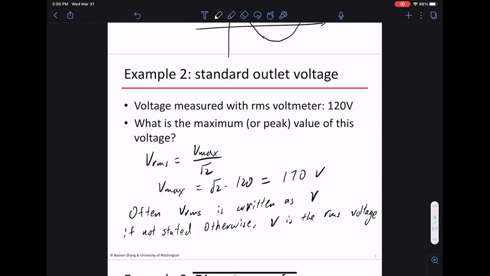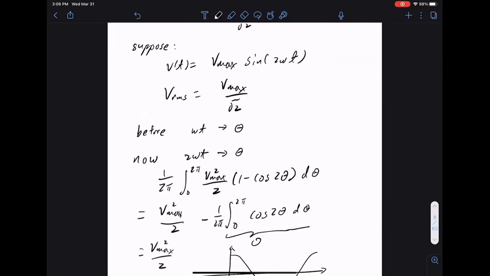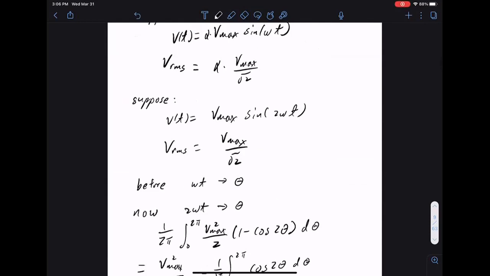Any questions? Alec: For VRMS equals Vmax over square root 2, does that apply for all AC signals or just for sinusoids? Just for sinusoids. That's a good question. Just for sinusoids. The reason we got this equation is the integral, and that's because we're dealing with a sine. Okay, thanks.